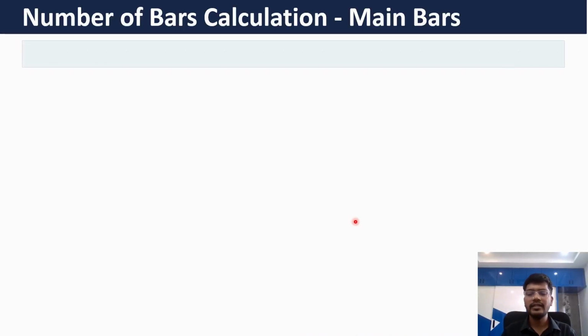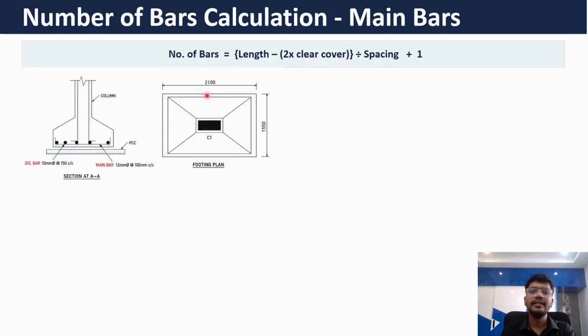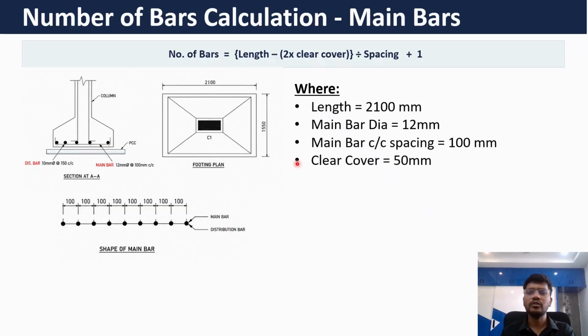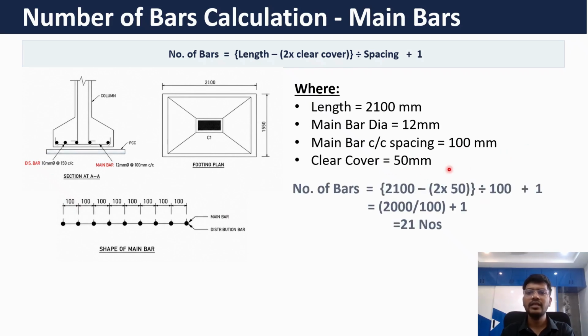So now that we have cutting length of main bar and the distribution bar, let's calculate how many bars are required in the footing. So number of bars formula is length minus 2 times of clear cover, divided by spacing, plus 1. Here the length is 2100, which is equal to 2.1 meters, and the clear cover is 50 mm. Spacing for main bar is 100 mm. You can see here 100 mm center to center spacing. So we have length, diameter of main bar, center to center spacing, and clear cover with us. So let's substitute these four values to get the number of bars.